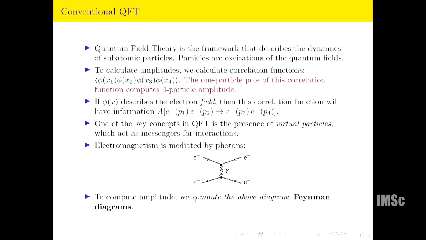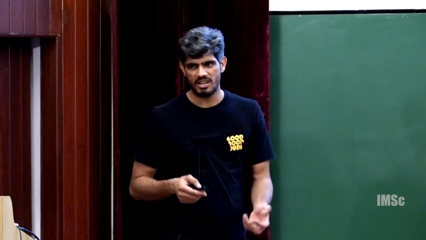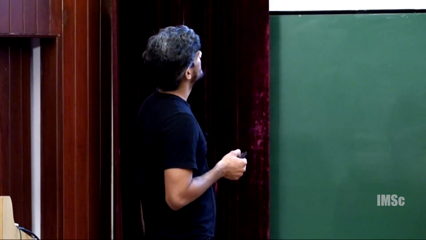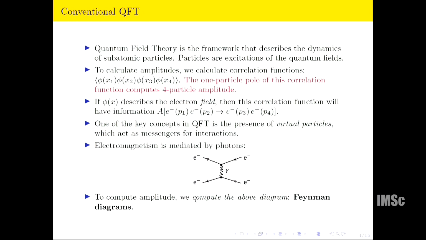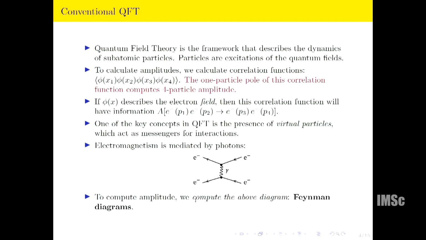All right, so one of the key concepts in QFT is the presence of virtual particles or off-shell particles. That means that their energy squared is not equal to momentum squared plus mass squared, okay? And they act as the messenger for interaction. For instance, electromagnetism is mediated by photons, okay? So we draw these kinds of diagrams and we compute these. These diagrams are called Feynman diagrams. You might have seen them here and there. And that is how one would usually compute amplitudes.